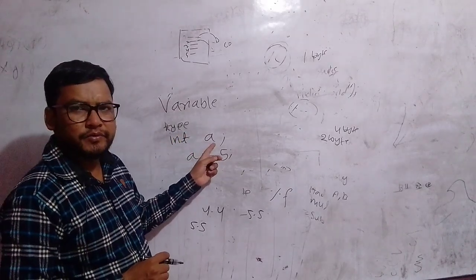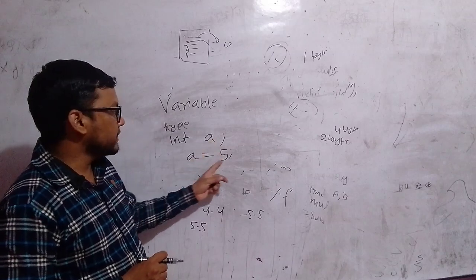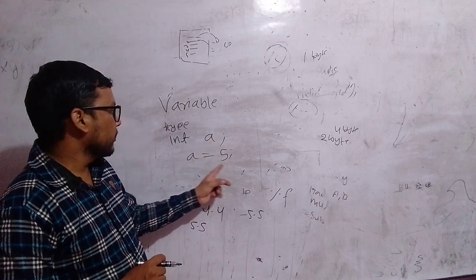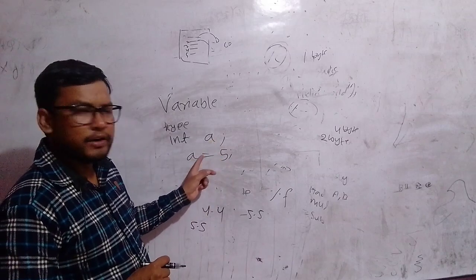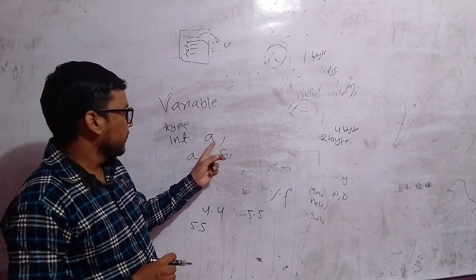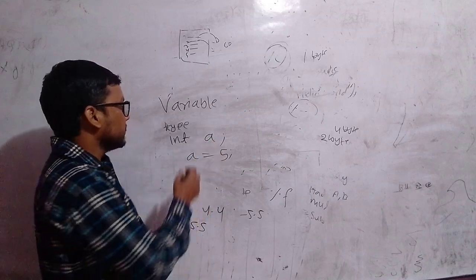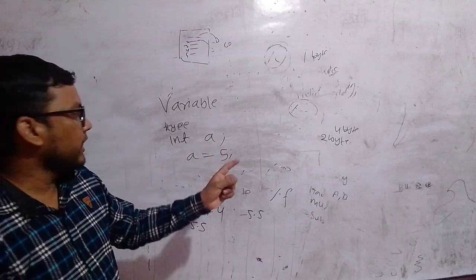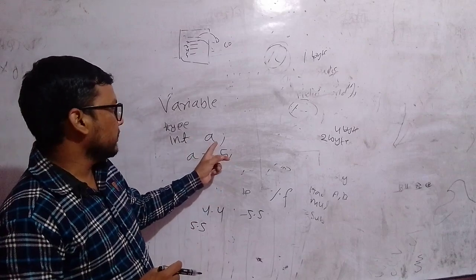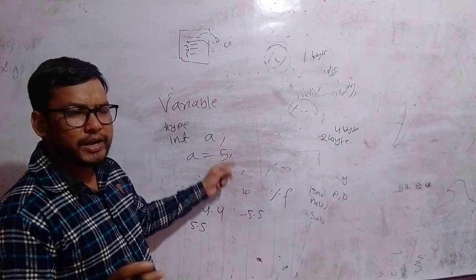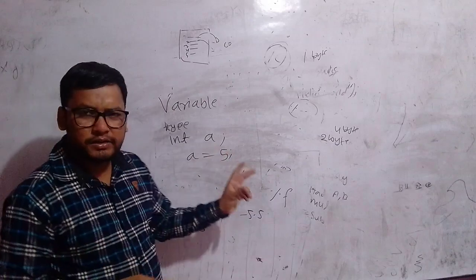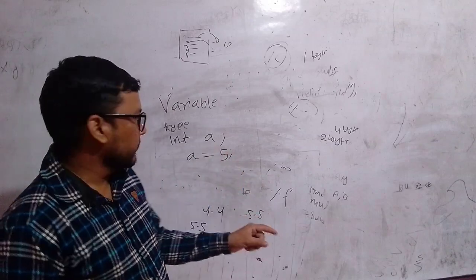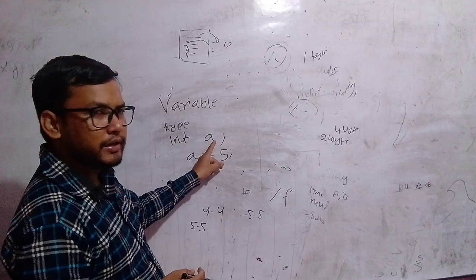We write the type and the name of the variable, and we assign a value to the variable according to which value we can store in it. For example, if we write int a, that means only integer values are allowed to be stored in variable a. That means we cannot store character or floating point data here in a.